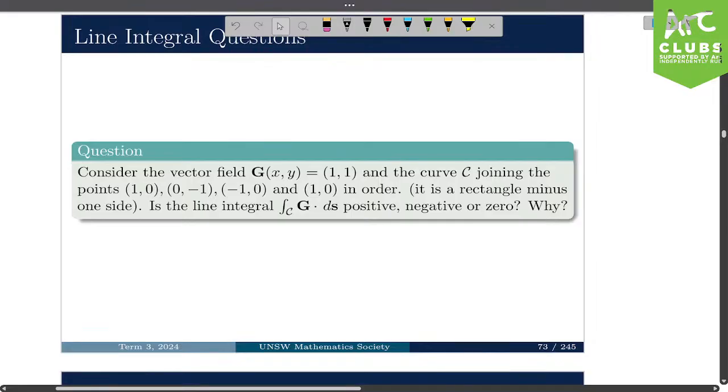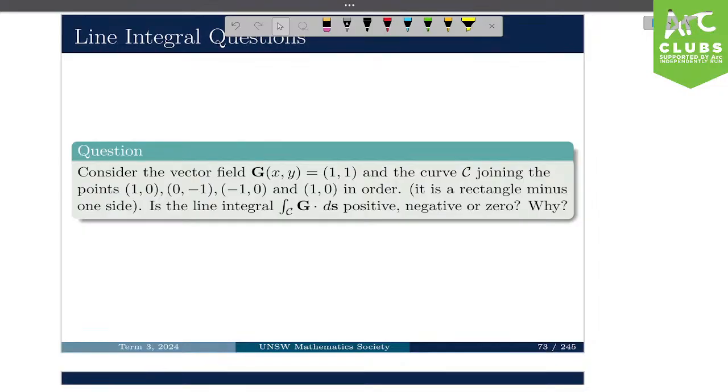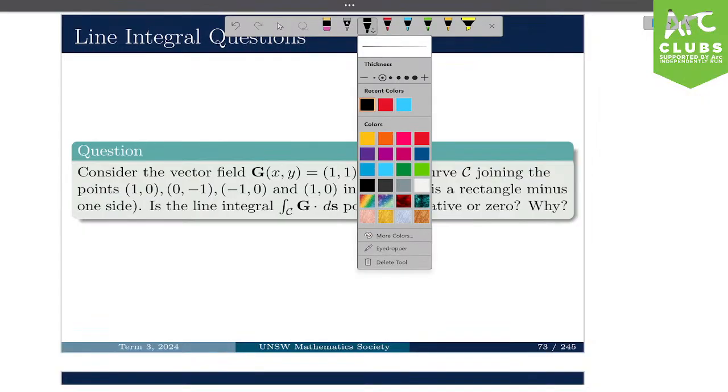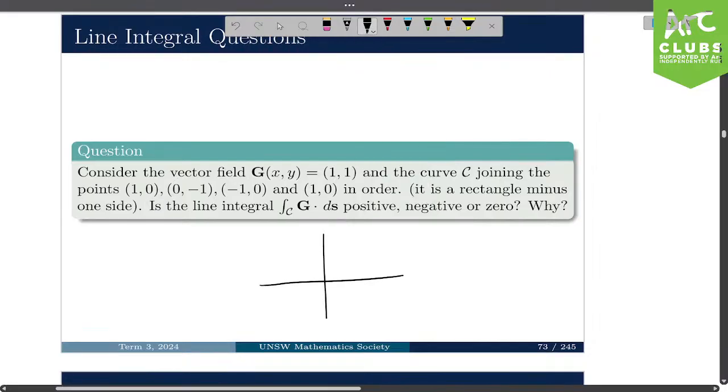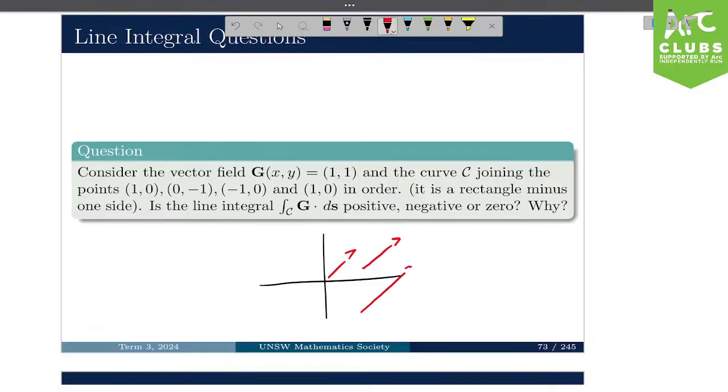Okay, so now we're going to try a question. We're going to keep this stuff in mind, particularly reversing the orientation. This is very important. So consider the vector field 1, 1. This is a constant vector field. This vector field does not change. It is, I guess, anything that has the same gradient as the line y equals x. So we've got a vector field that's a bit like everything kind of going up in this direction.